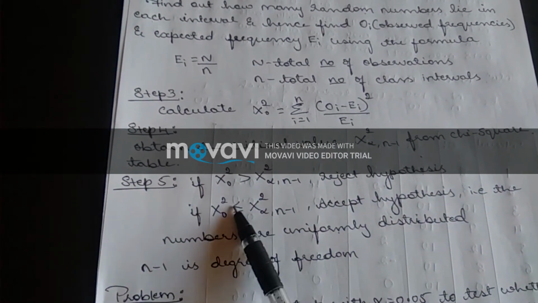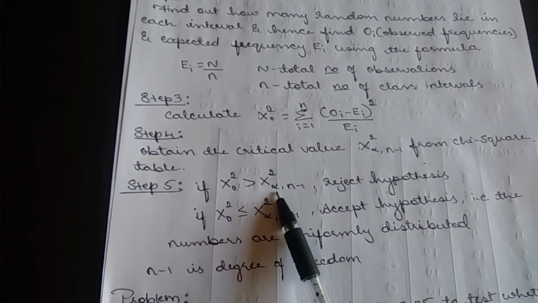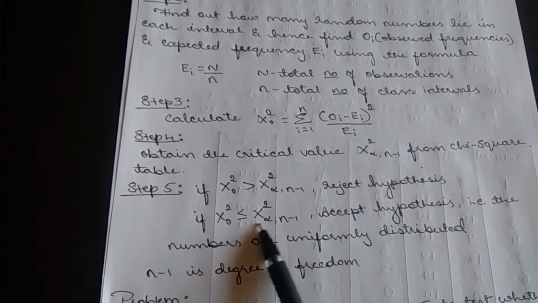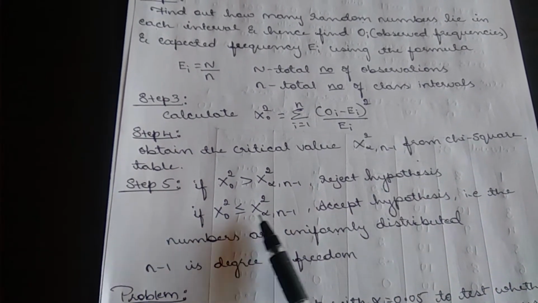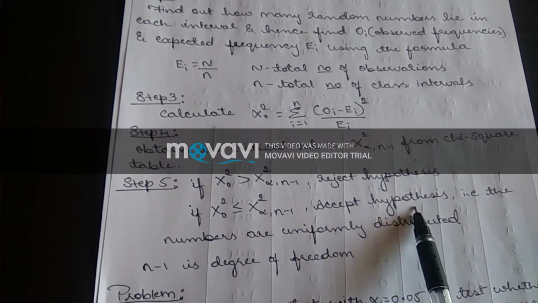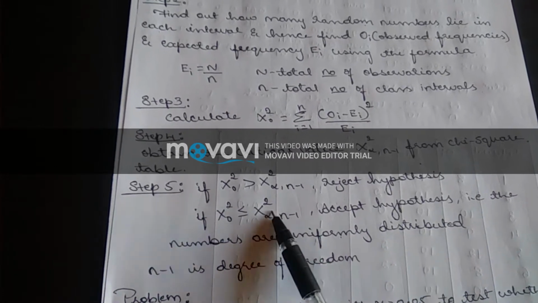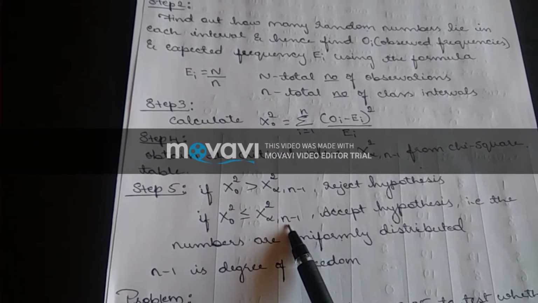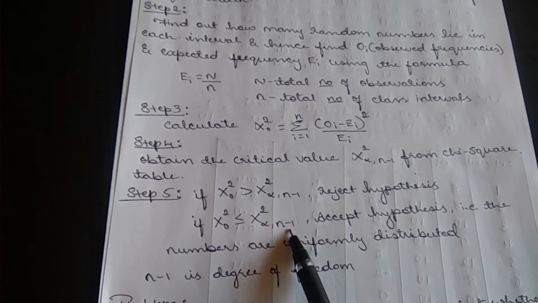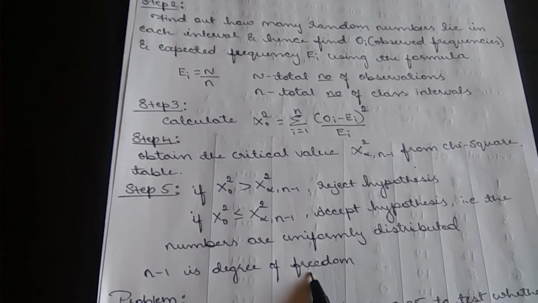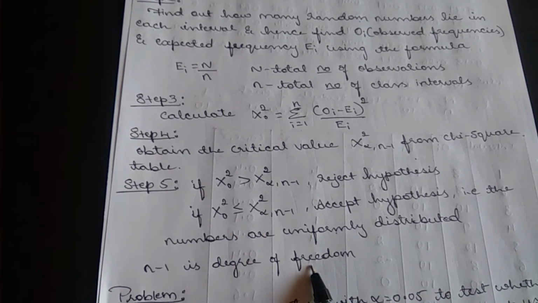Then, as usual, you check whether X0 is greater than chi-square alpha or less than it. If it is greater, you reject the hypothesis. If it is less than or equal, you accept the hypothesis and say the numbers are uniformly distributed. Here we are using alpha comma n minus 1. Previously we used only alpha, but here we use n minus 1. What is this n minus 1? It is the degree of freedom.